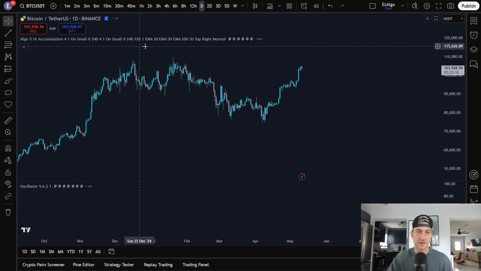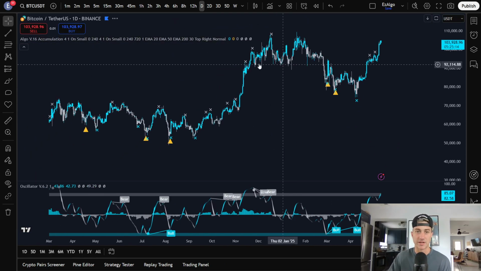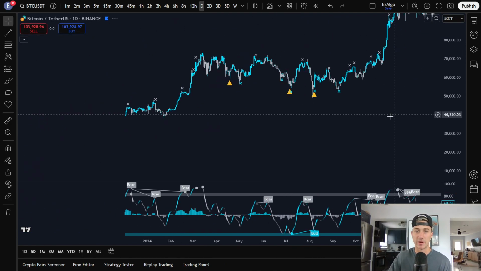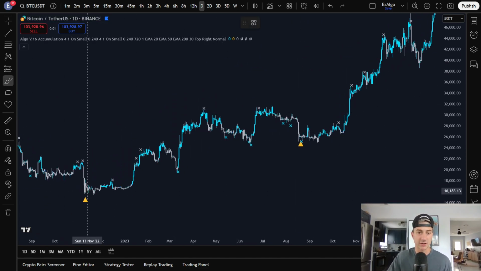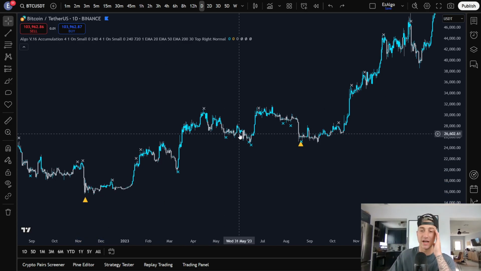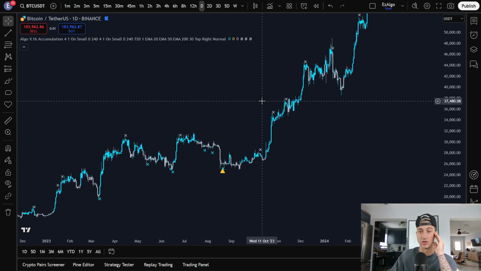All right, so like I said, these work best on a daily and above time frame. So if we go to the 1-day time frame here and we look left, you can see that every time Bitcoin has a local bottom, these signals will call it pretty much to a T. As precise as you can possibly get when you're referring to buy and sell signals.